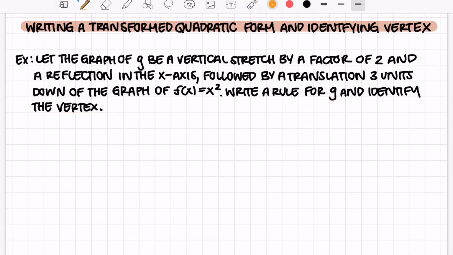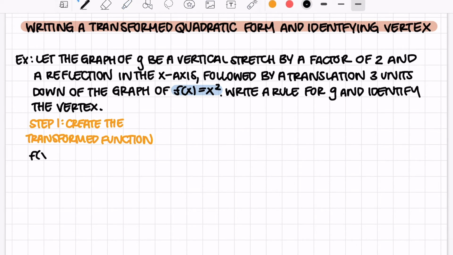So let's start off with step 1. Step 1 is telling us to first create the transformed function. So whenever we're starting with a function, we always want to start off with the original one. The original one that we're using here is f of x is equal to x squared. So I'll start off with f of x equaling x squared.